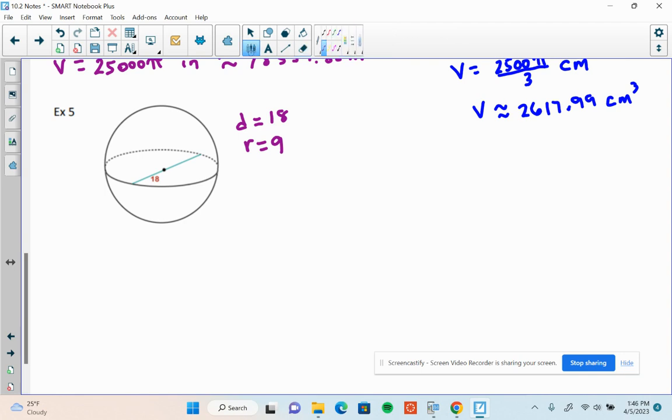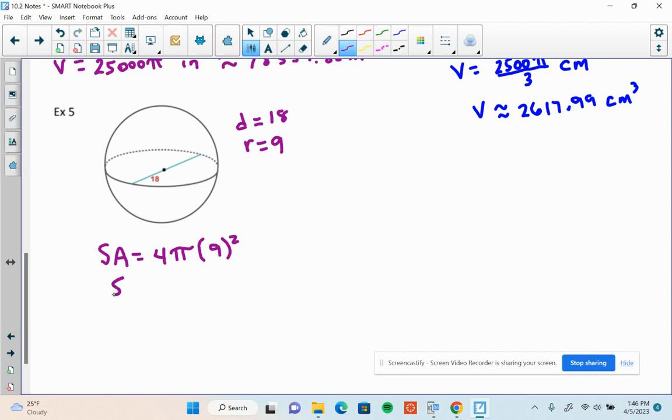And our surface area and volume are pretty straightforward formulas. Surface area is going to be 4 pi r squared. Radius is 9, so 4 pi times 9 squared. We'll do a little simplifying. For our surface area, we have, what's 9 times 9? 81. We can grab a calculator. 4 times 9 squared. That's 4 times 81, which is 324. Okay. 81 times 4. 324 pi would be the exact answer.